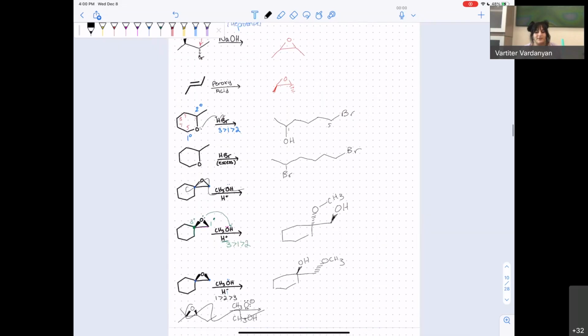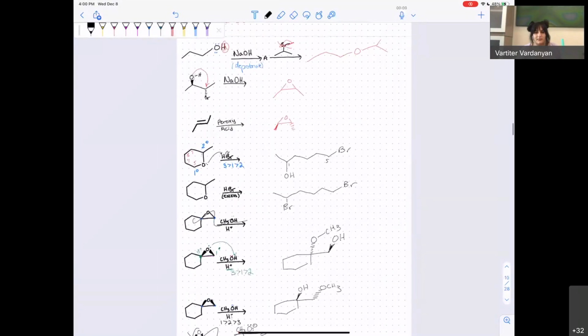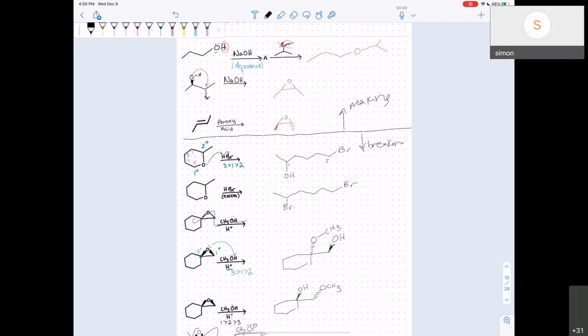What about the NaOH and the peroxy acid? What happened there? The other stuff broke the rings open, you know? These are making epoxides. Oh, okay. I was going to say they look like different things that are happening. Okay. Yeah, that makes sense.